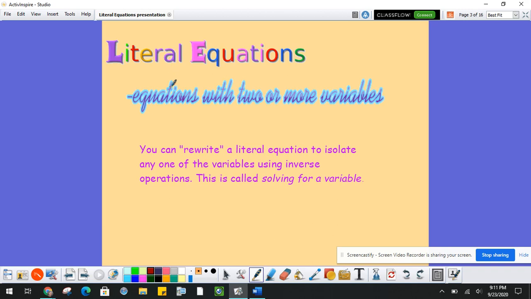Literal equations are equations with 2 or more variables. So far, we have only solved equations with 1 variable in it. You can rewrite a literal equation to isolate any one of the variables using inverse operations. This is called solving for a variable.